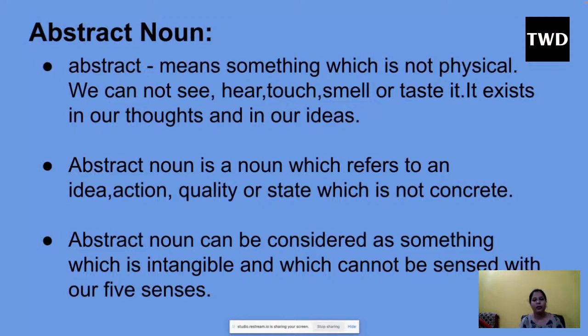So an abstract noun is a noun which refers to an idea, action, quality, or state which is not concrete. Concrete means something which we can sense with our five sense organs. Abstract means we cannot sense it.